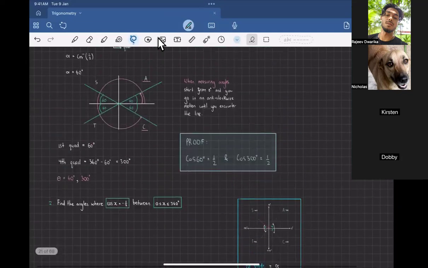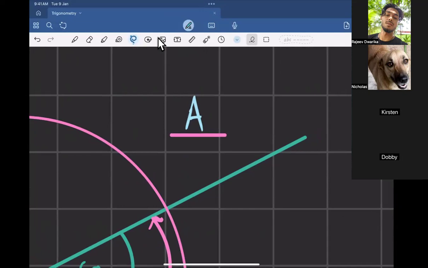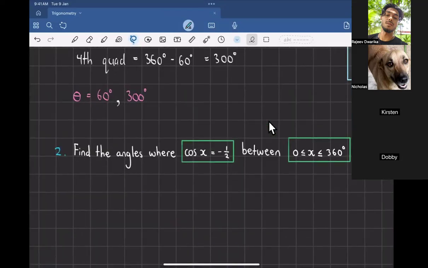Kirsten, what do we know about the answers in the first quadrant? In the first quadrant, everything is positive. So, guys, if any of you found negative a half, you're doing something wrong. To find alpha, alpha is actually equal to cos inverse of a half. So always find the positive.